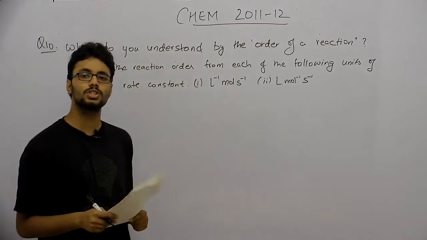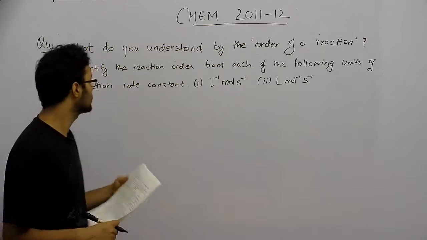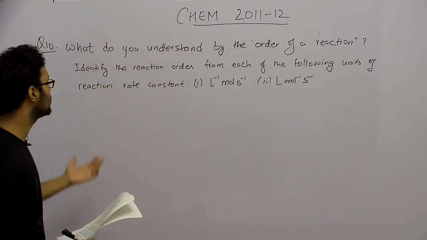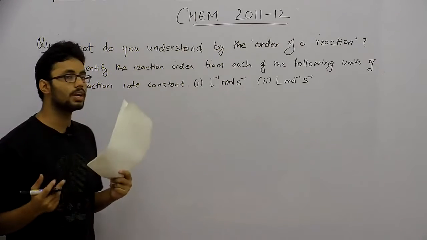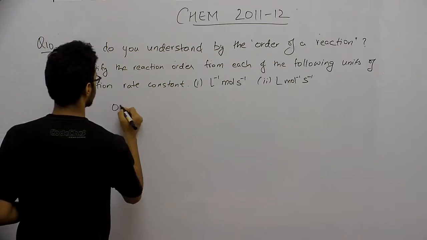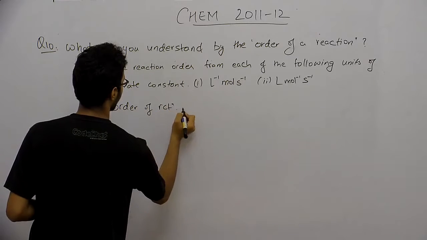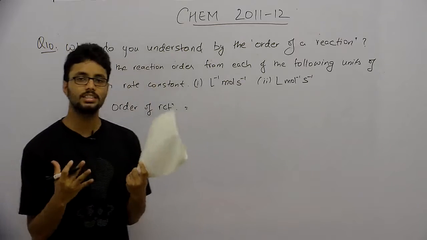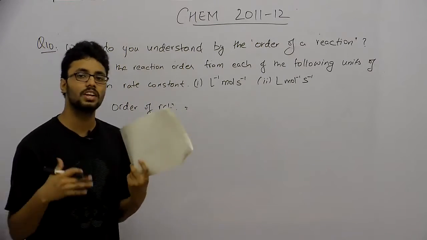So the next question is, what do you understand by the order of a reaction, and identify the reaction order from each of the following units of reaction rate constant. So first, what do you understand by order of a reaction? So order of reaction is actually the sum of powers of each component's concentration in the rate law expression.